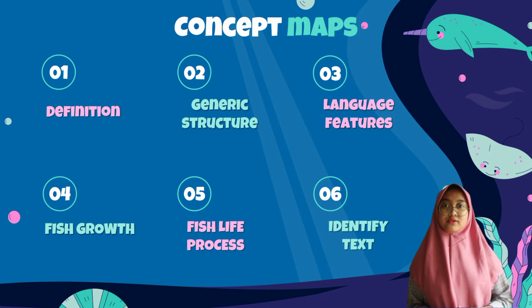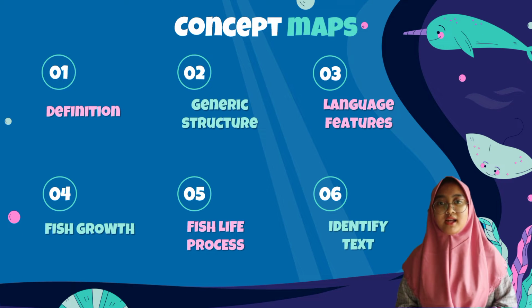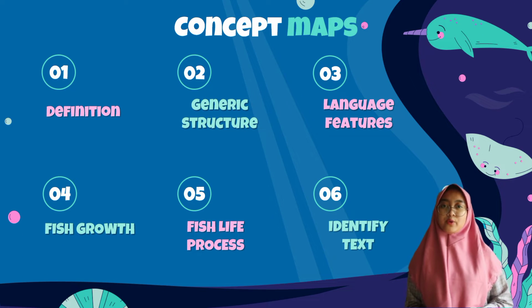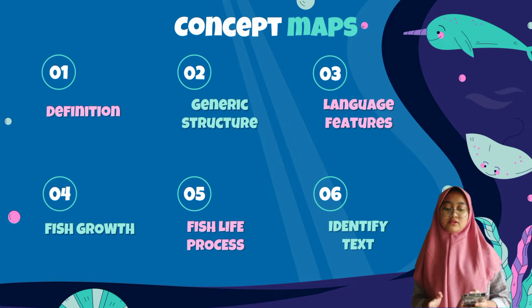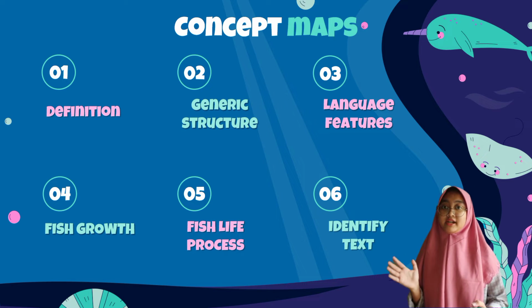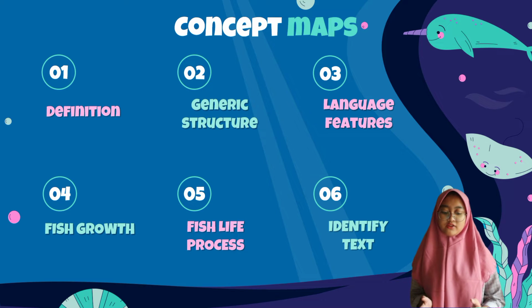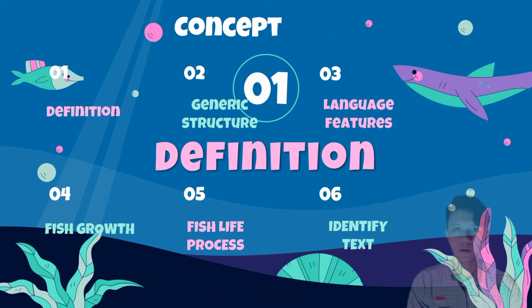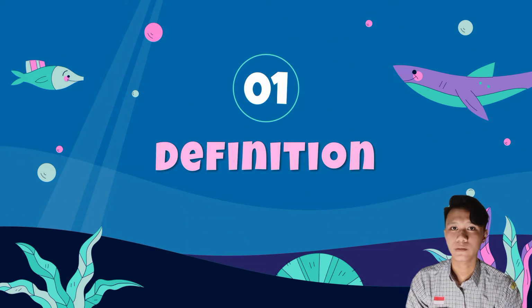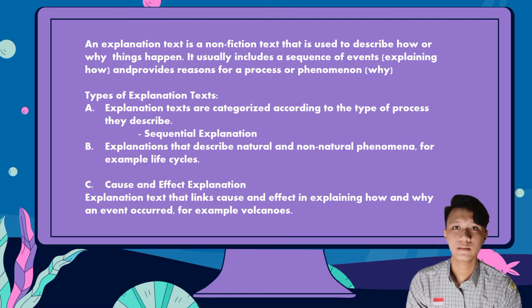Before we continue to the next chapter, let me explain what we will discuss. We will discuss the definition, generic structure, language features, fish growth, the video of the fish life process, and identify text. First is the definition of explanation text. An explanation text is a non-fiction text that is used to describe how or why things happen.